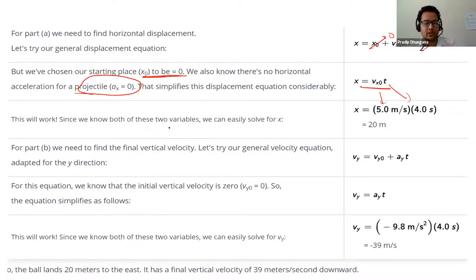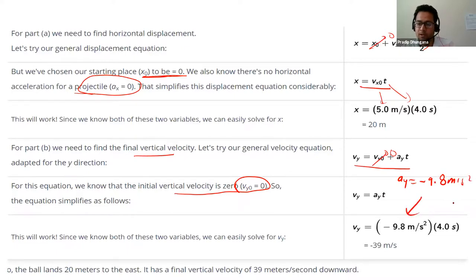Now let's do the second part. We have to find the vertical velocity, so we'll use the velocity equation. Vy is Vy0 plus ay times t. We do not have an initial vertical velocity, that is zero. So Vy becomes ay times t. After that, we just have to substitute those values. Here, the vertical acceleration is always the acceleration due to gravity, that ay is always -9.8 m/s². So we substitute that value. Time is 4 seconds, so that is -39 m/s. So we got the vertical velocity.